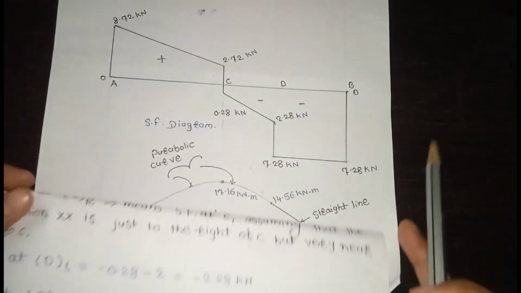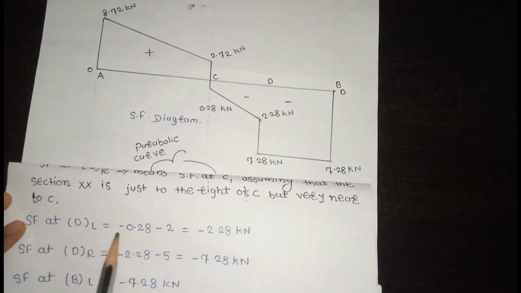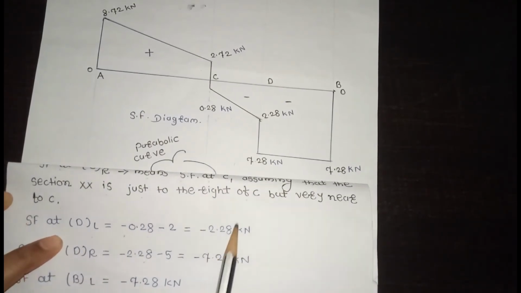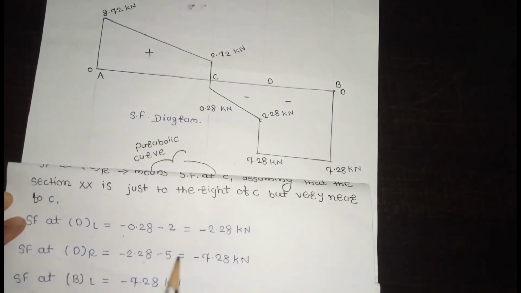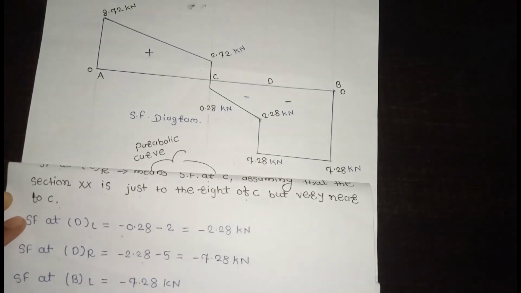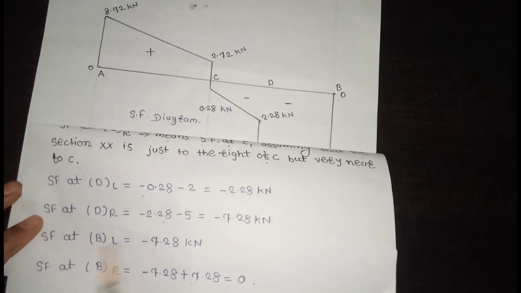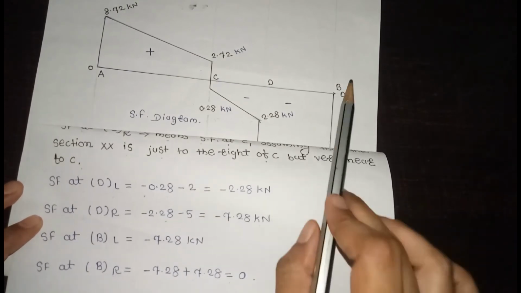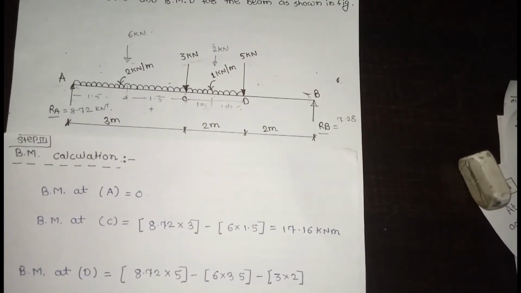Then SF at D left is minus 2.28 kilonewton, SF at D right is minus 7.28 kilonewton, then SF at B left is minus 7.28 kilonewton, then SF at B right is 0. So the next step is bending moment calculation.